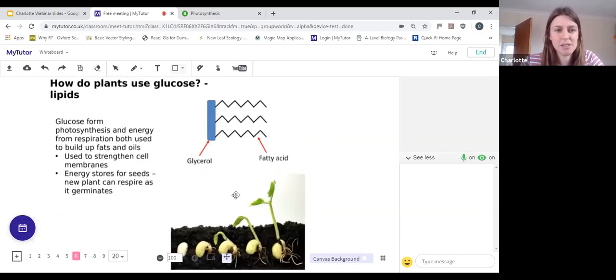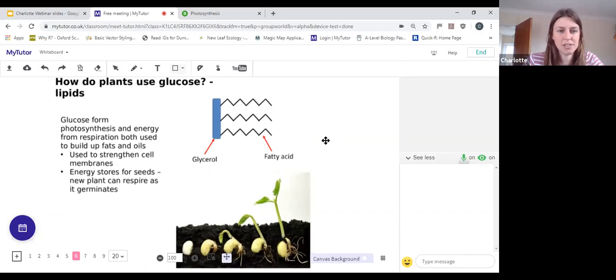Okay, and we have lipids as well. So glucose from photosynthesis and energy from respiration are both used to build up fats and oils. Fats and oils are made up of lipids, and lipids are made up of this glycerol molecule and then 3 fatty acid chains.